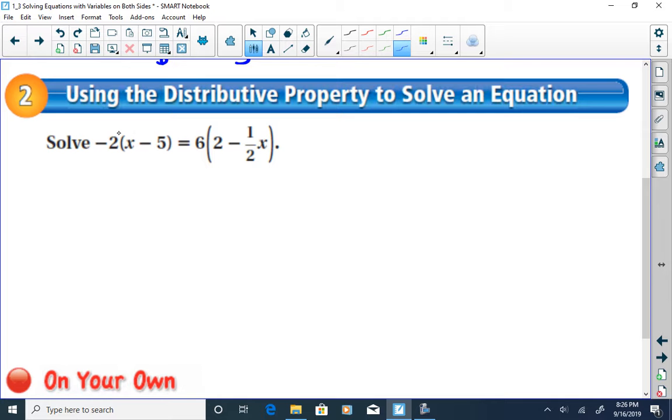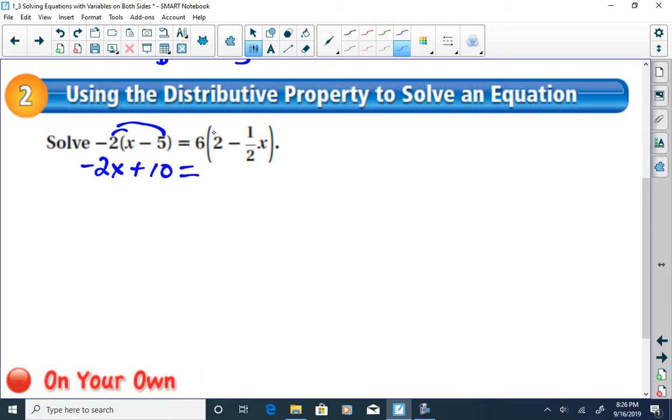Okay, let's try another type of problem. Here we have the distributive property on the left side of the equation, and we have the distributive property on the right side of the equation. So when we have that situation, we want to first use the distributive property. Let's distribute this negative 2 times this difference. Negative 2 times x is going to be negative 2x. Negative 2 times negative 5, a negative times a negative is positive, so I just write that as plus 10.